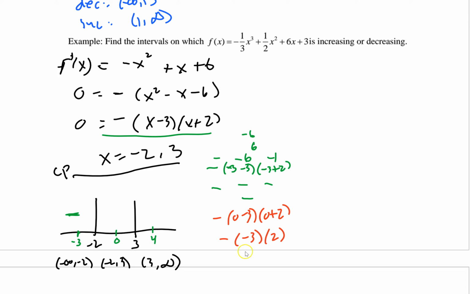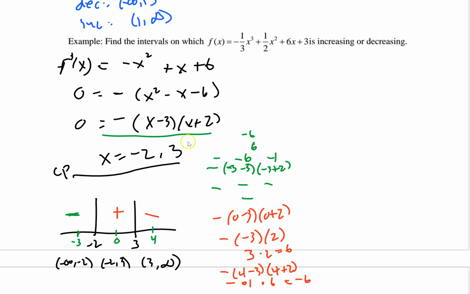Right, and then this is 3 times 2, so just 6. Again, all I care about is the sign, so positive 6. And then we can plug in 4 into there. So 4 minus 3, 4 plus 2. I get negative 1, negative times positive 1 times positive 6. So negative 6 again, so negative.